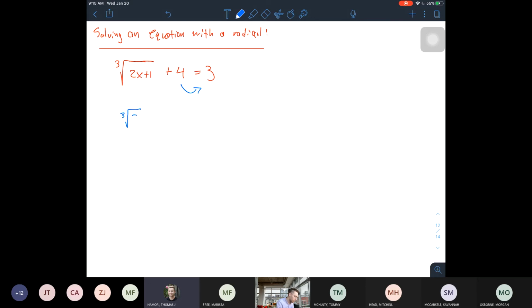We'll have cube root of 2x plus 1 equals -1. And now we're just going to cube both sides. So we're going to make the left-hand side 2x plus 1. That's what we get if we cube a cube root. And on the right-hand side, we'll have -1 times -1 times -1. We have an odd number of negative signs, so it's going to be a -1.